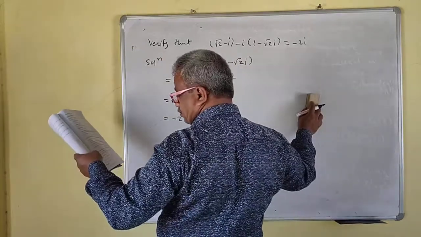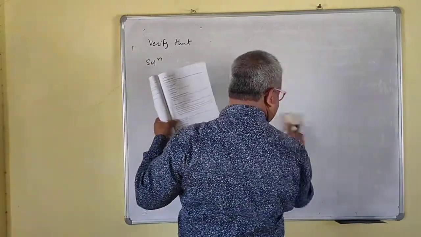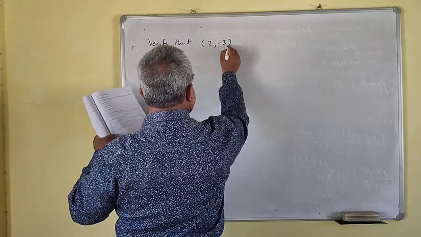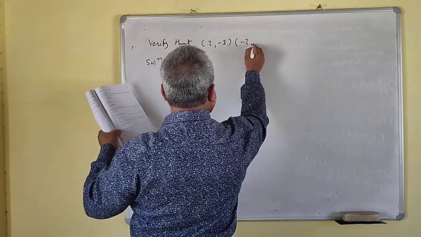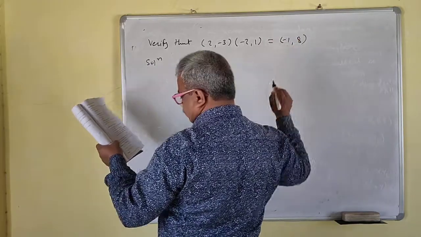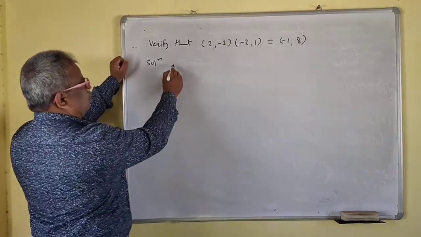Next, we'll take the next problem. Verify that (2 − 3i)(−2 + i) is equal to −1 + 8i. Okay, solution.